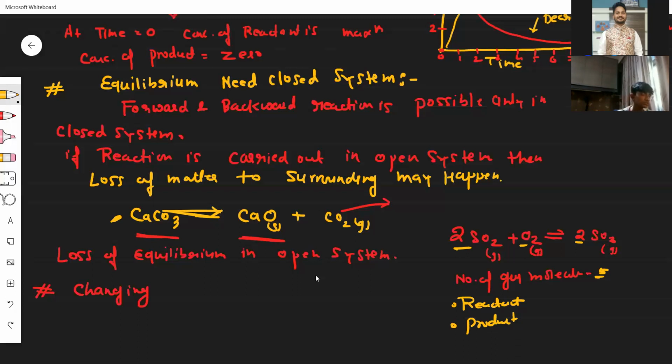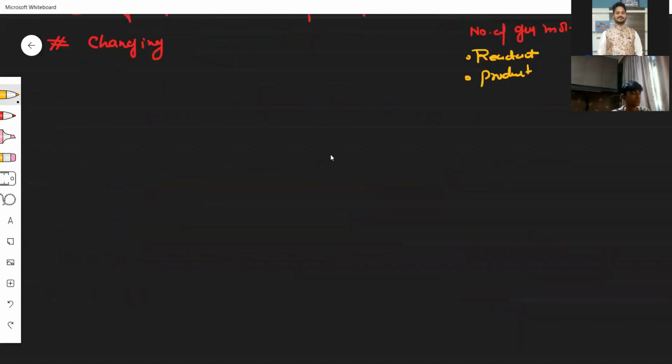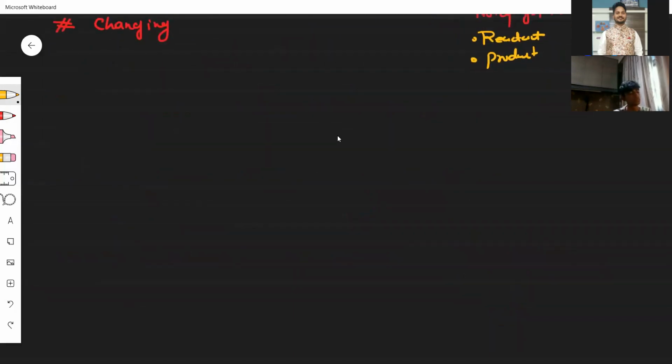So now, moving ahead, we'll talk about changing the position of equilibrium. This is a very important concept.